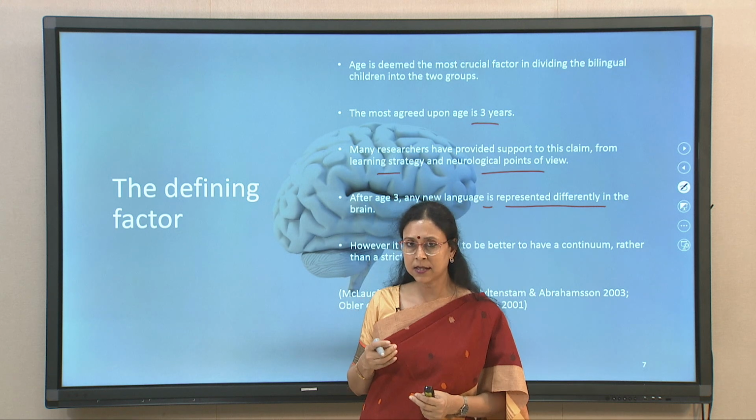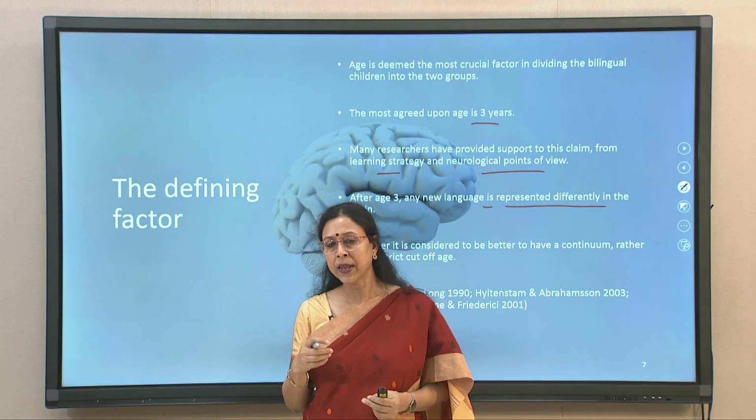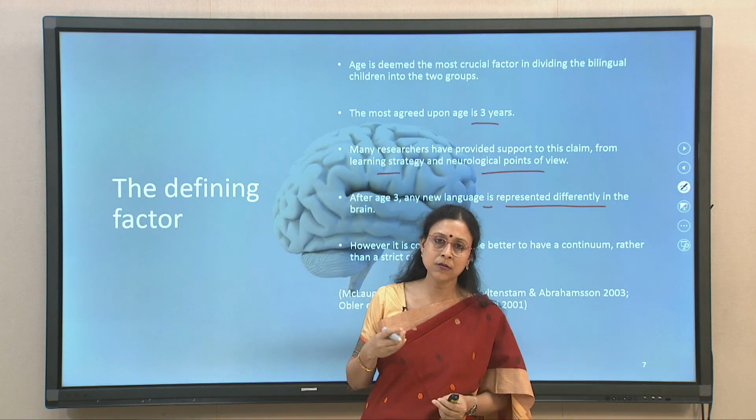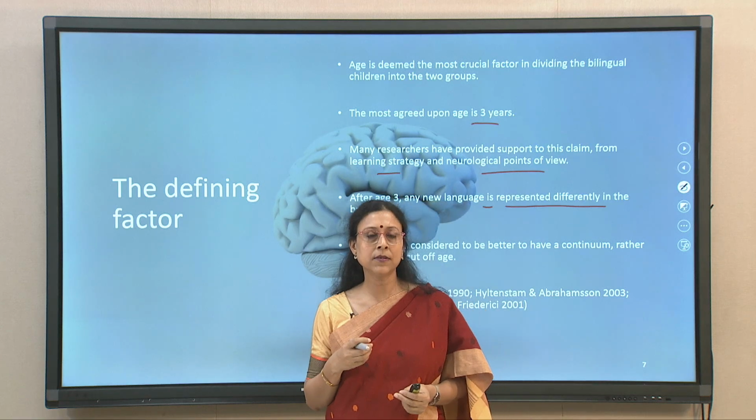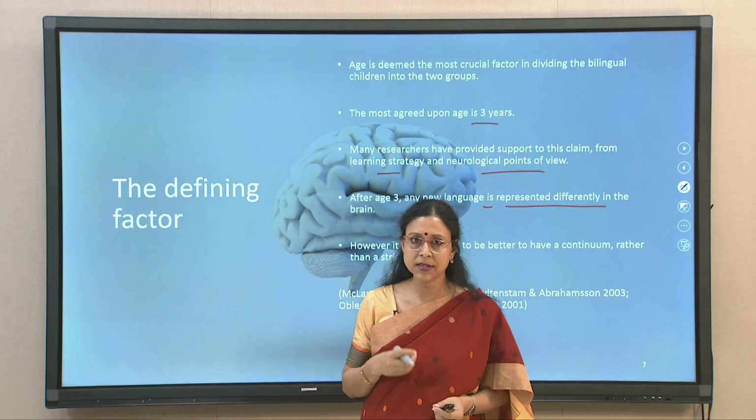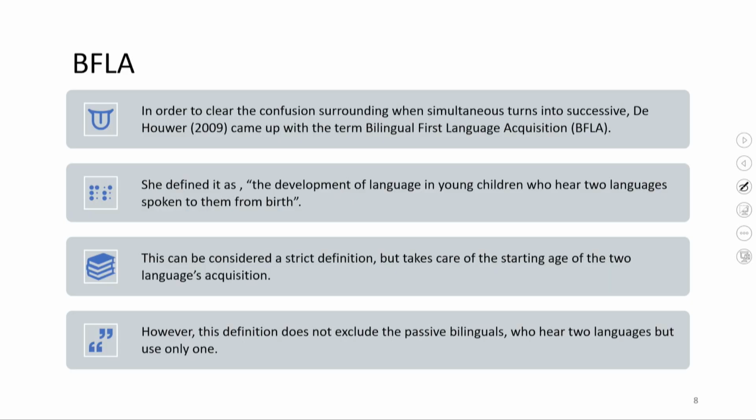But later studies pointed out that it is better to consider them as a continuum rather than a very strict differentiation. So, as of now, the standpoint is that it is better to consider them as a continuum, but around 3 years is the agreed upon domain, though it might change depending on various other factors.